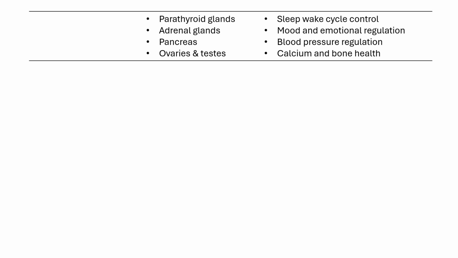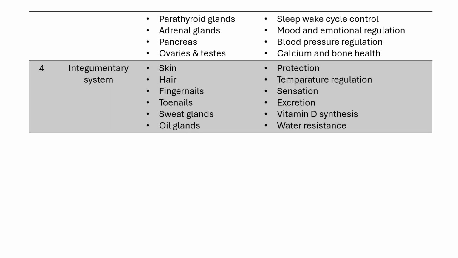Next is calcium and bone health. Parathyroid hormone, calcitonin, these produced by parathyroid gland will regulate the calcium levels in the blood and strengthens our bones. Next body system is integumentary system. Its components are skin, hair, fingernails, toenails, sweat glands, oil glands, these and all.